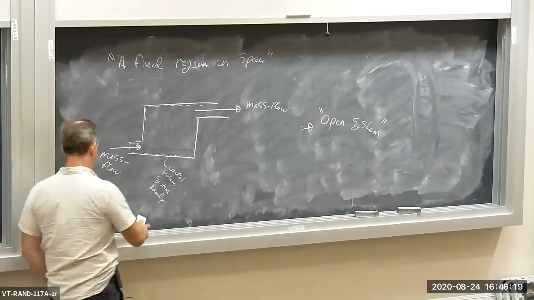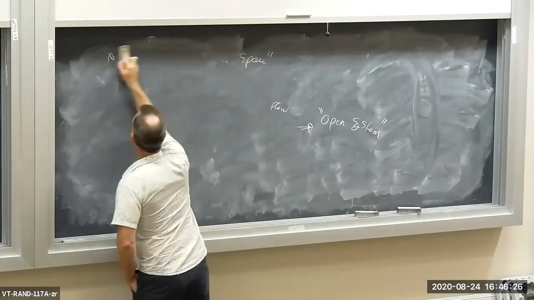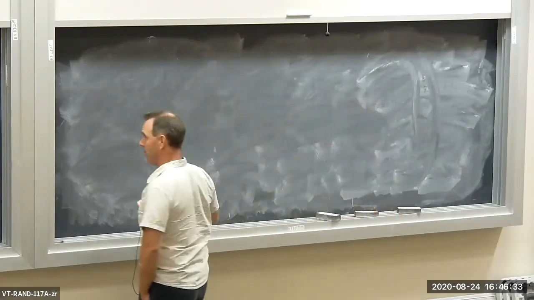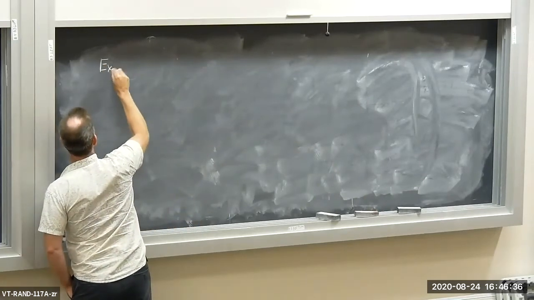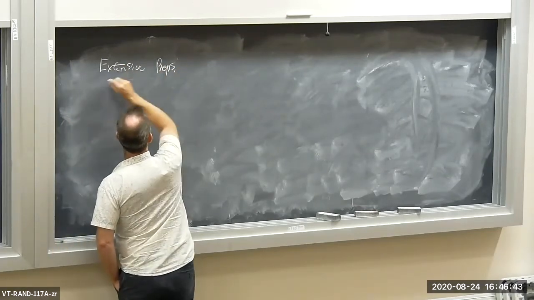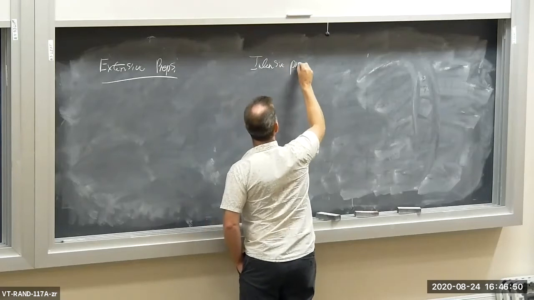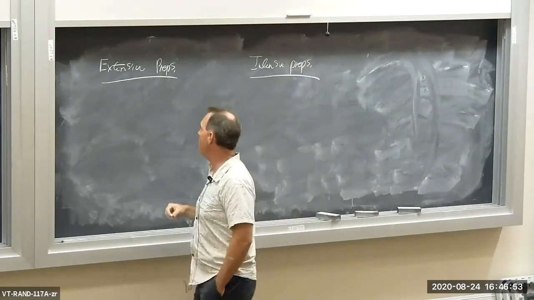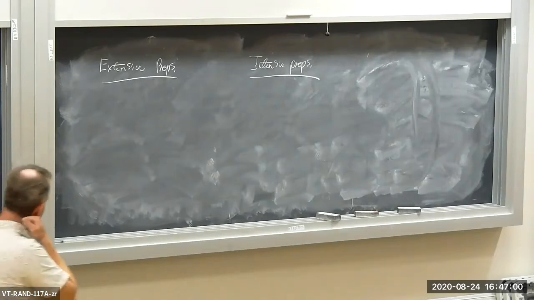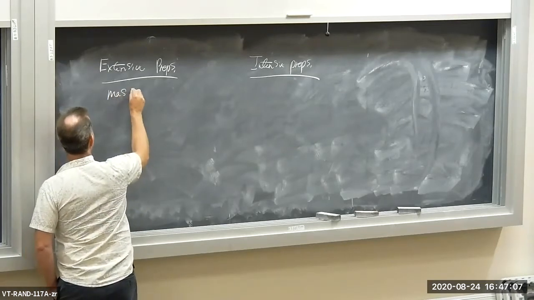Let's make a little list of extensive and intensive properties and how they are represented. Extensive props, intensive props. Well, the easiest one to do first is extensive. The first one that's pretty clear is extensive is the mass of the system. Mass, M.